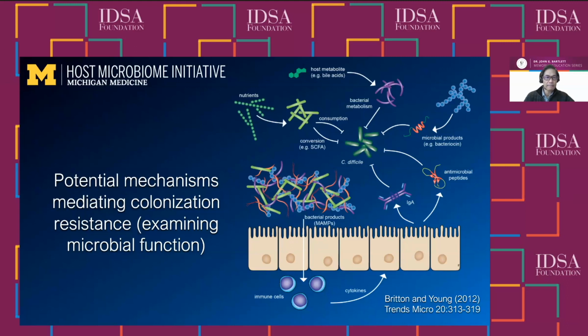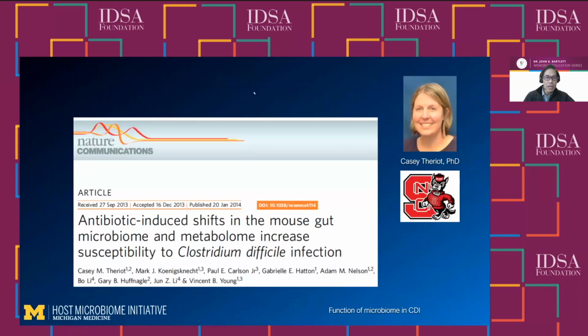Next slide, please. So looking at specific mechanisms, a different postdoc, Casey Terrio, who's now at NC State University, wanted to just look at the metabolome. In other words, all the metabolites present in a mouse model of C. difficile infection. What does antibiotics do to shift the microbiome? In particular, looking at the metabolites that are present in the gut. Next slide, please.